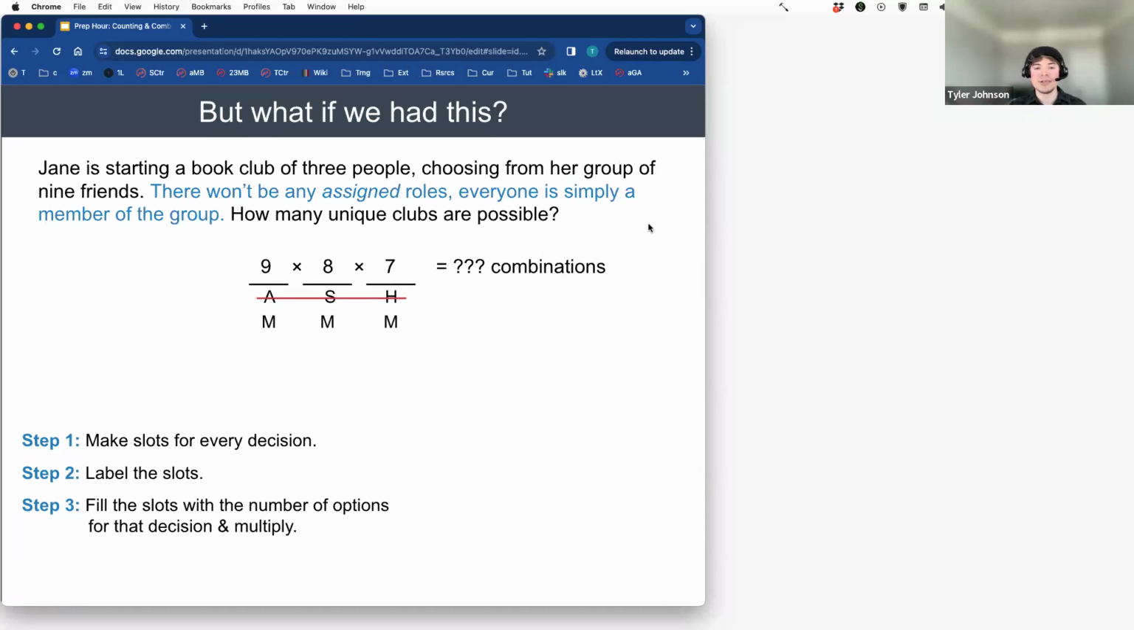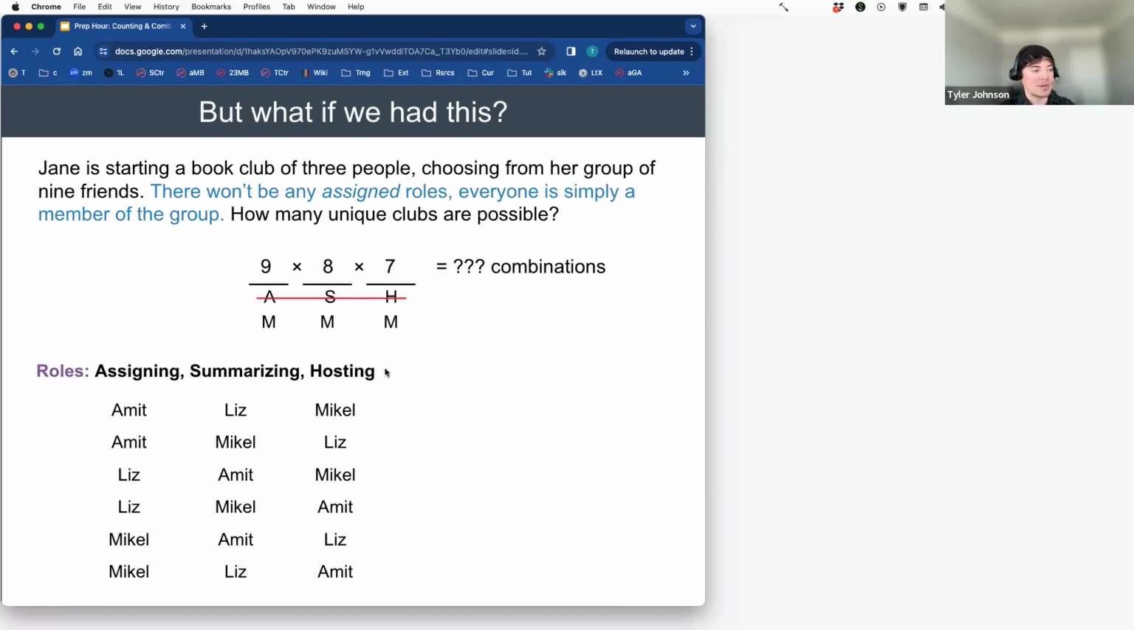So here, everyone is just a member on equal footing. There's nothing distinguishing the members of this group. They're all equal. When that happens, when any of my labels match, right now I have M, M, and M, member, member, member. When that happens, we have to take an extra step of division.